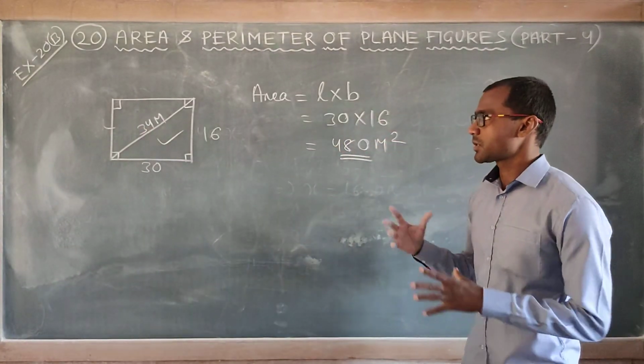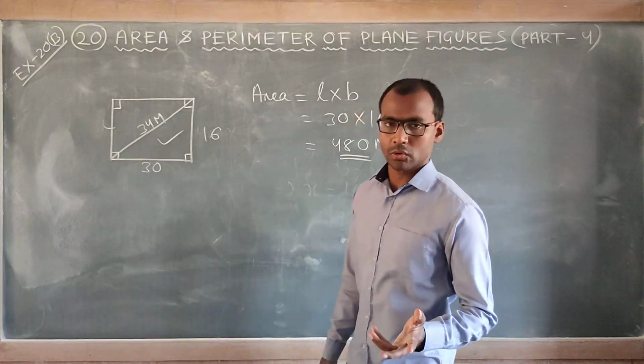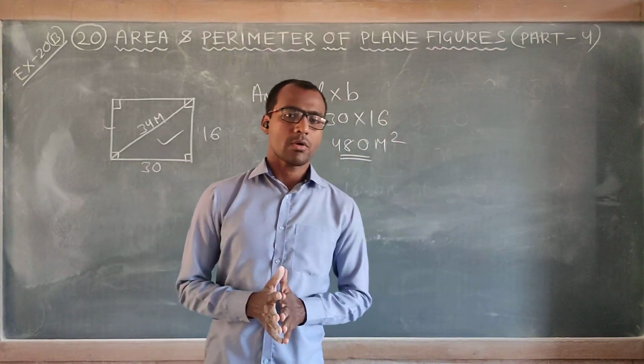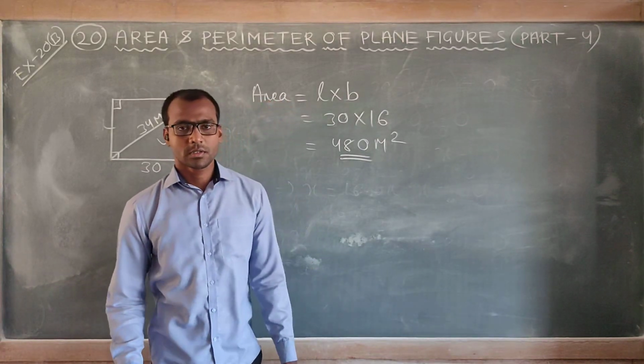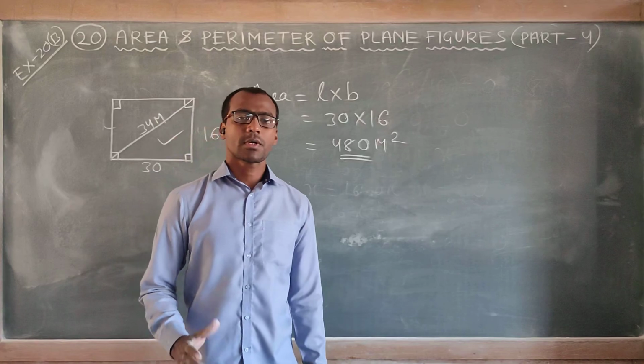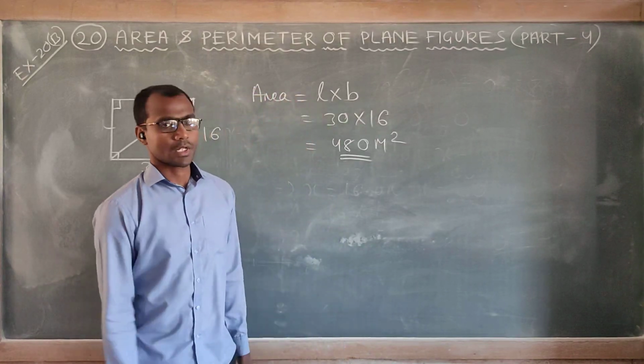Clear? So these are some examples which I have solved related to quadrilaterals, area and perimeter. I hope you have understood this part. In the next part, I will go for area and perimeter of circles. So thank you for watching.